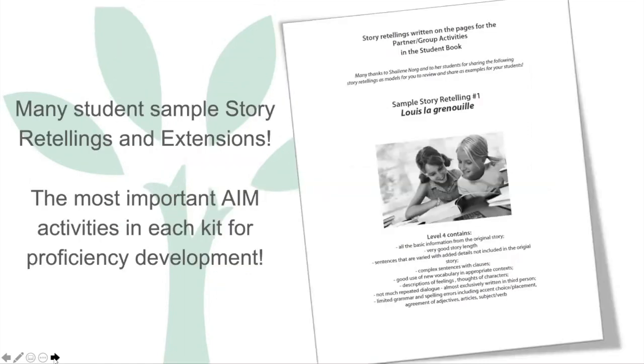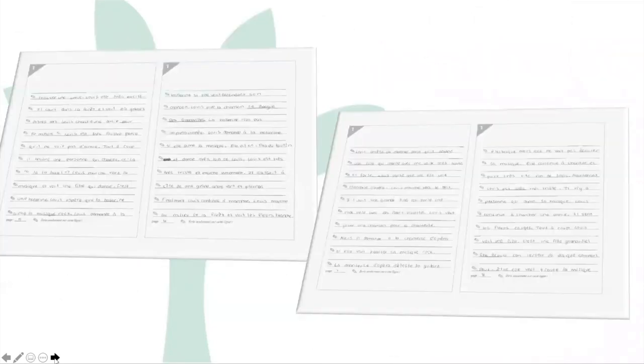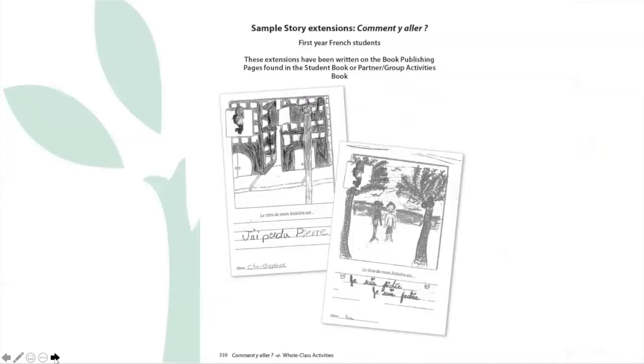Something that I'm really happy to say we've included in our kits now are the many student sample story retellings and extensions. Because these activities are the most important AIM activities in every kit, starting in step 1 for proficiency development, I felt it was absolutely essential that teachers have the opportunity to see sample story retellings at different levels as well. So what does a level 4 look like? What does a level 3 or 2 or 1 story look like by students who are at those appropriate step kits?